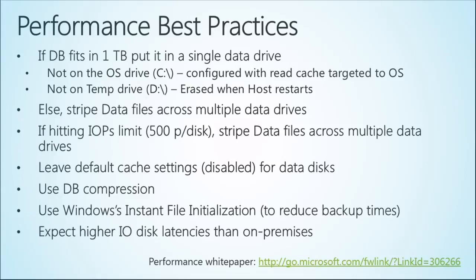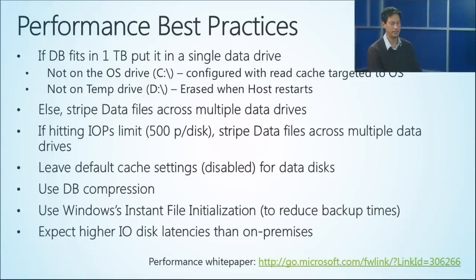By striping, you also get larger IOPS limits. There is a limit on the number of IOPS per disk, and that's 500. If you need more, then you can stripe again, and you get 500 per disk. Use database compression, again, just to reduce the amount of I/O that you do in the system. Use Windows Instant File Initialization. Again, this is enabled by default, and this is basically to reduce backup times.